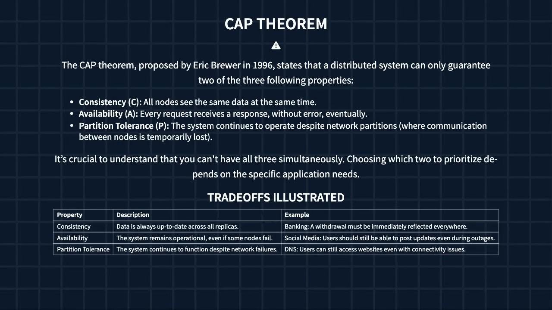Okay, let's talk about the CAP theorem, a really important concept in system design. Basically, it tells us that when building distributed systems, you can only realistically guarantee 2 out of 3 key properties: consistency, availability, and partition tolerance. Consistency means everyone sees the same data at the same time. Think of banking transactions. Availability guarantees that your system keeps working, even if some parts are down, like a social media feed. And partition tolerance is all about keeping things running smoothly despite network problems. Choosing which two to prioritize depends entirely on what you're building and how it needs to behave.